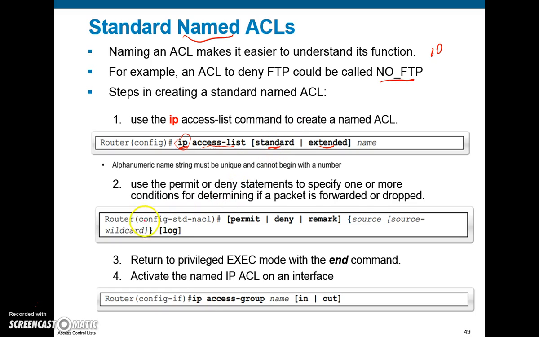And then after that, you'll notice the router prompt will change. Okay, then you can indicate whether you want to permit or deny the source IP address and the wildcard. Then you end the command by running the end command. This will bring you back to the config mode. And then you activate it by doing IP access group. So here, instead of a number 10 or 20, you use the name that you created here.